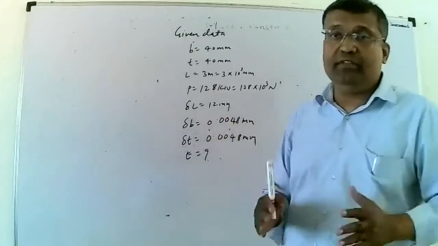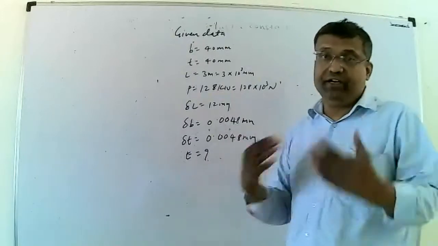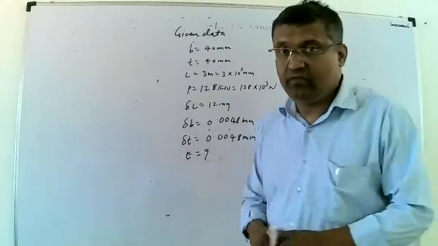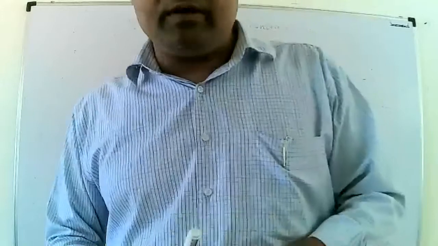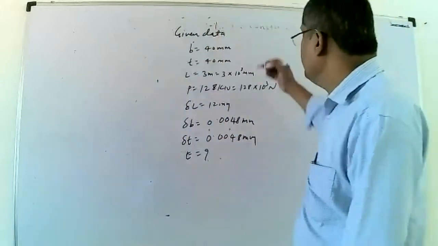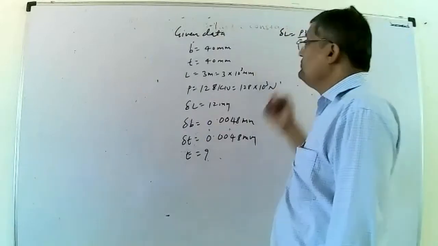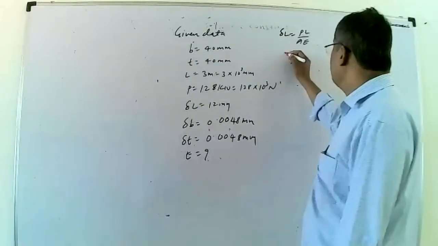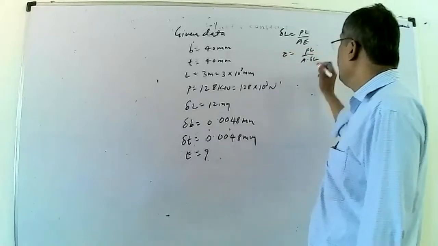Then delta L means change in length. Delta B means change in width. Delta T is change in thickness. And E is our aim to calculate. How to calculate E? First of all, the basic formula for change in length, delta L, is equal to PL upon AE. We use this formula, then do the simplification. E is equal to PL upon A into delta L.